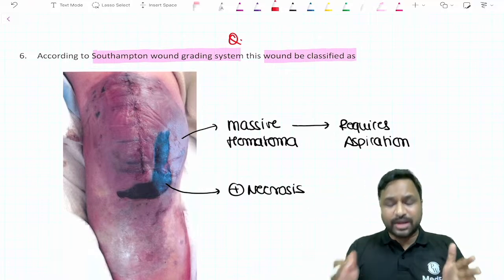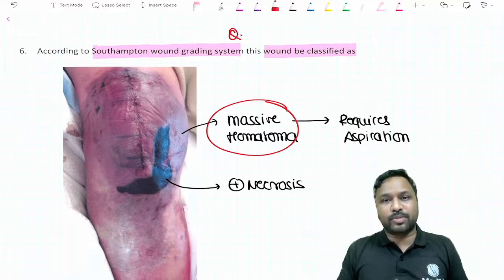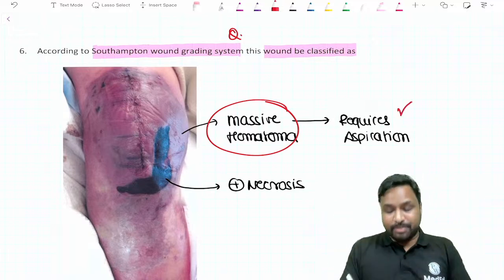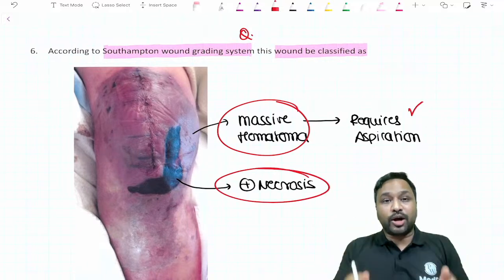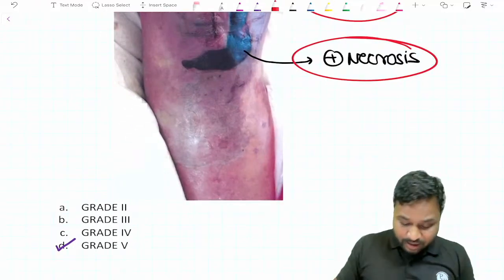They'll ask you many times, this wound can be classified as, you can see, there's a massive hematoma. You can see all that red hematoma around it, which requires aspiration. The black one indicates necrosis. So according to the Southampton wound classification, which grade does it belong to? It belongs to grade 5.